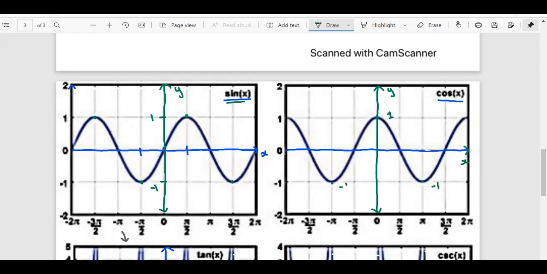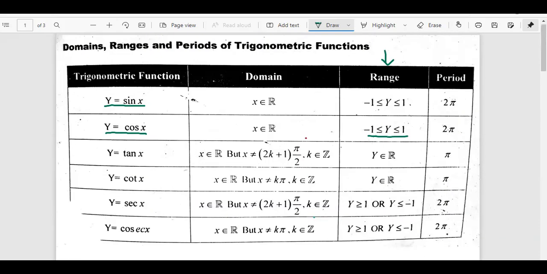The minimum value is minus 1 and the maximum value is 1. That is why we have defined the range to be greater than or equal to minus 1 and less than or equal to 1. Okay. Right. It's good. Let's talk about tan x now.